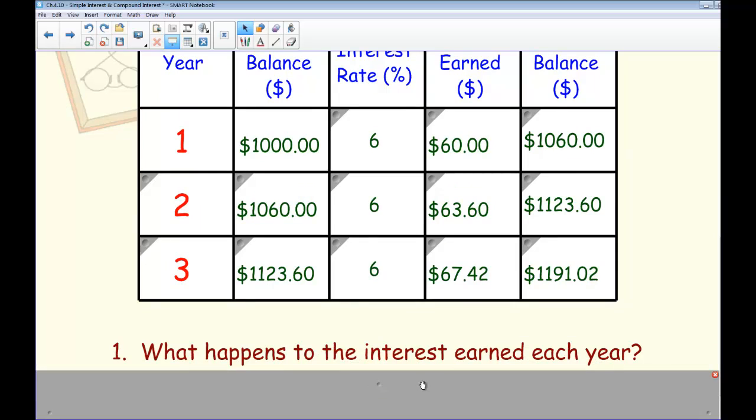So, what are some general things that you noticed? Well, if you take a look at our table here, the question is, what happens to the interest that we earn each year? Well, the interest rates stay the same, but the amount of interest we actually earn increases, and that's simply because our opening balances for each year increases as well.